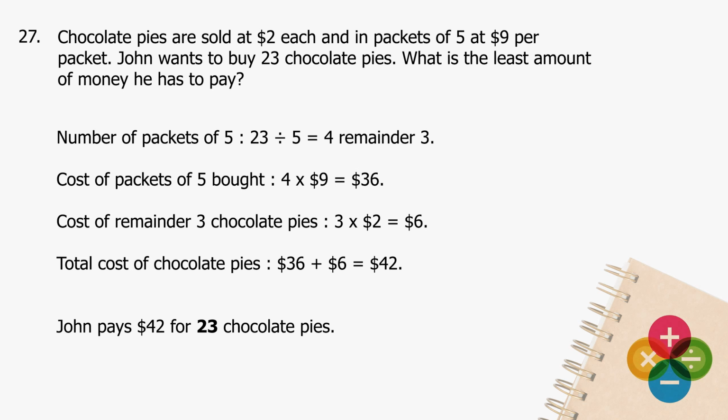The number of packets of 5 will be, divide 23 by 5, and the quotient is 4, and the remainder is 3. The cost of packets of 5 bought will be, multiply 4 by $9, and the product is $36. The cost of remainder 3 chocolate pies will be, multiply 3 by $2, and the product is $6. The total cost of chocolate pies will be, add $36 to $6, and the sum is $42. John pays $42 for 23 chocolate pies.